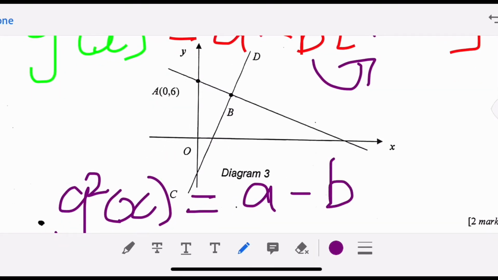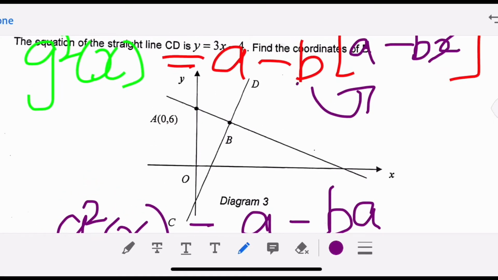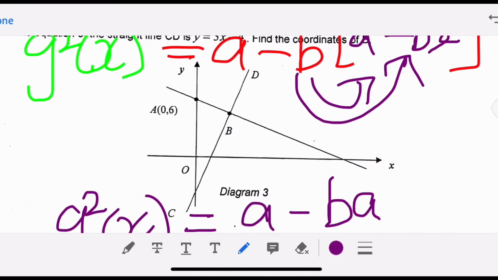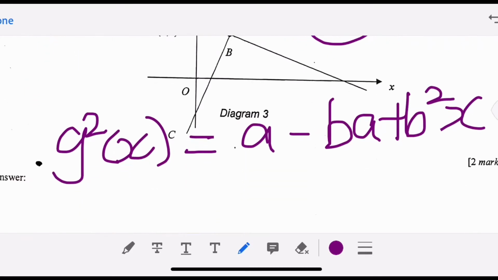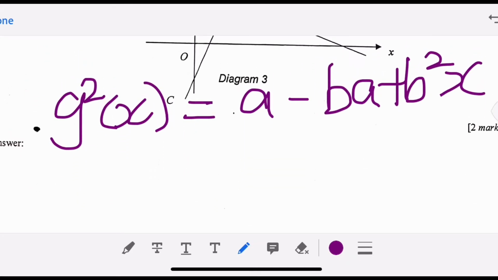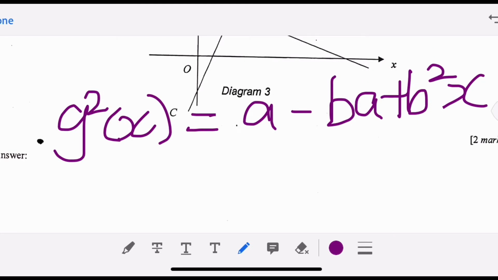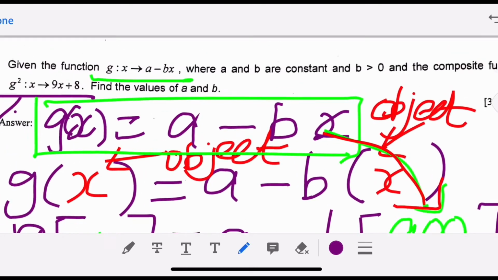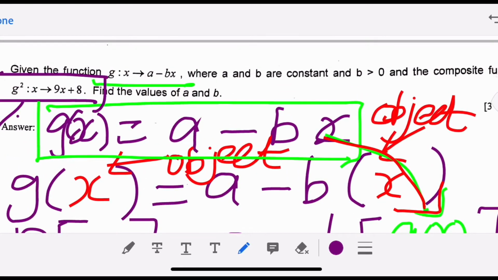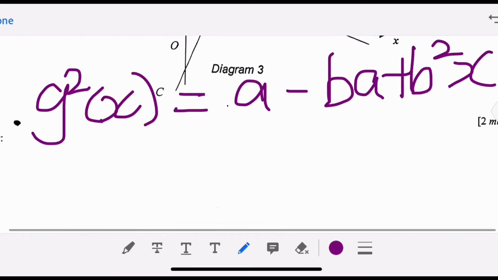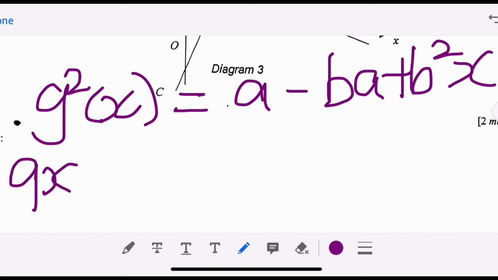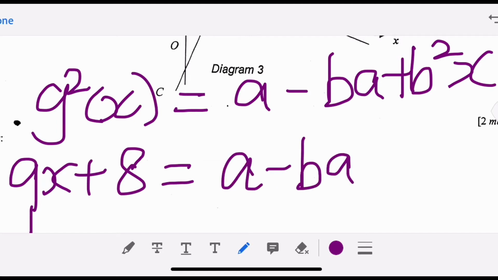Minus b times a is minus ba. You can write minus ab, the same. Then negative and negative, you multiply, is plus. B times b is b square, and the x without square. So this is my composite function that I got by just substituting g into g, and I do it carefully. I got the composite function, which is g2(x). I cannot read it as g square.